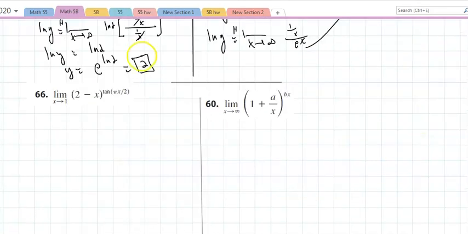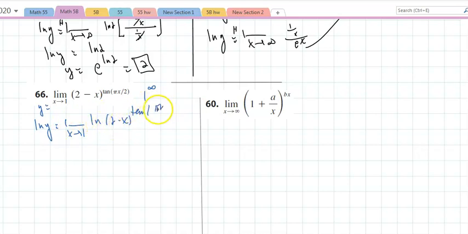Same thing with number 66. If I put a 1 in there, 2 minus 1 is 1, and tan of pi over 2 is infinity. 1 to the infinity. Again, I could say let y equal this, and natural log of y equals the natural log of the, I could skip a step and say, the limit as x approaches 1 of natural log of 2 minus x to the tangent of pi x over 2.